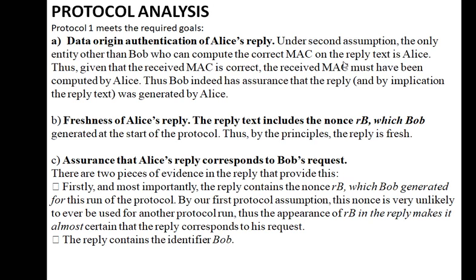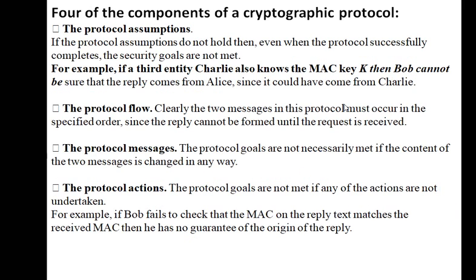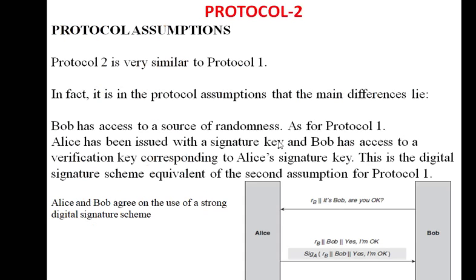And the analysis: data origin authentication of Alice's reply, freshness of Alice's reply, then assurance that Alice's reply corresponds to Bob's request. There are four components of a cryptographic protocol: protocol assumptions, protocol flow, protocol messages and protocol actions, that we have already discussed in the beginning slides. And now we will move on to protocol 2.